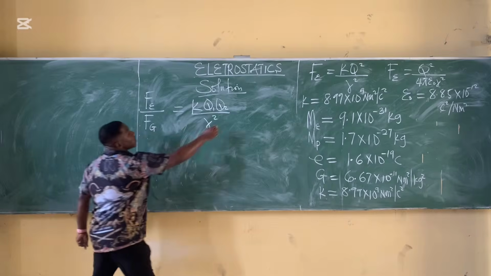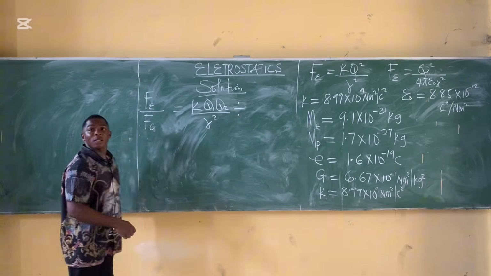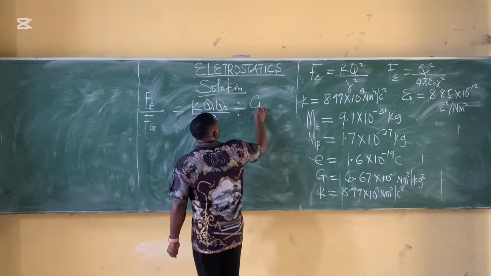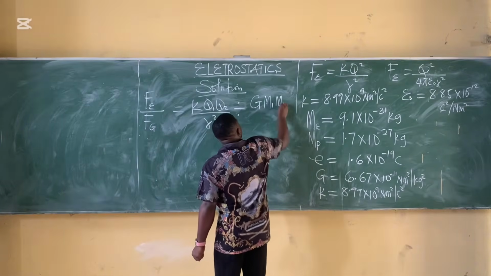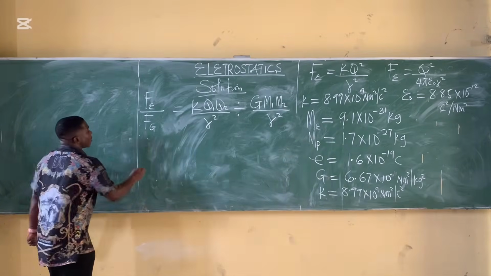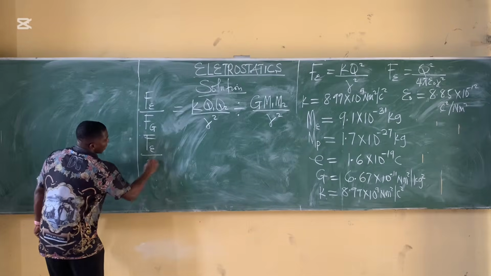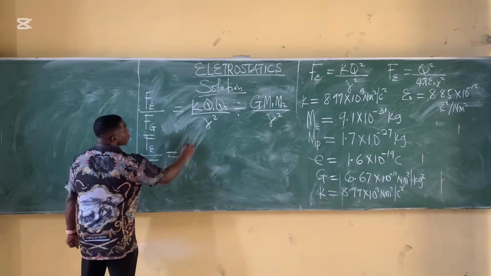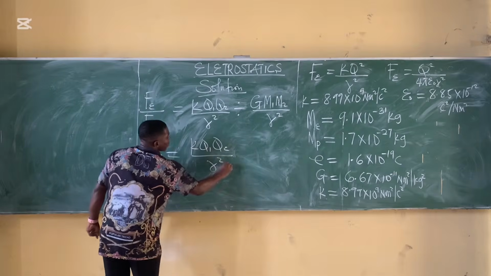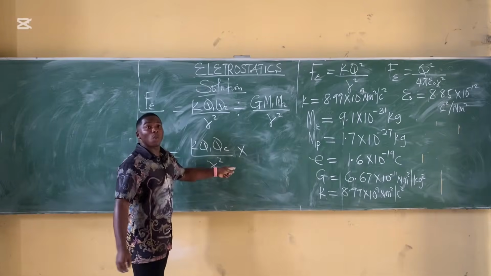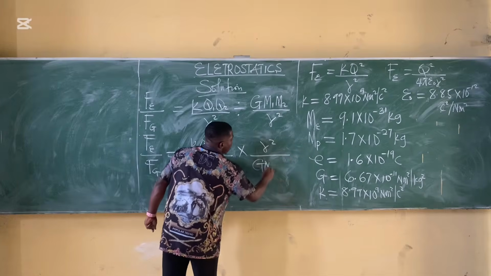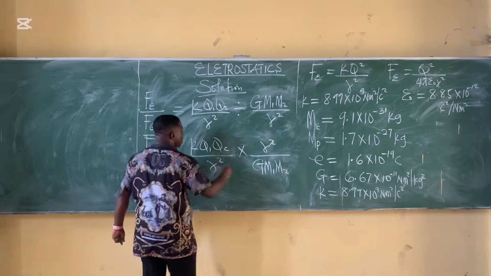This division line is this division sign. What is Fg, the gravitational force? G m1 m2 over R squared. If you take the reciprocal of this, the ratio of electric to gravitational force is equal to K Q1 Q2 over R squared. If you take the reciprocal, division changes to multiplication, so this becomes R squared over G m1 m2. So this will cancel.